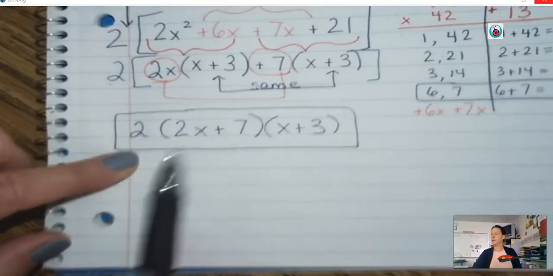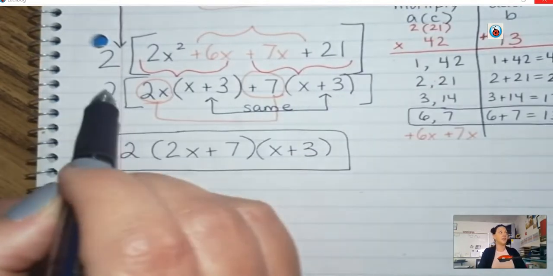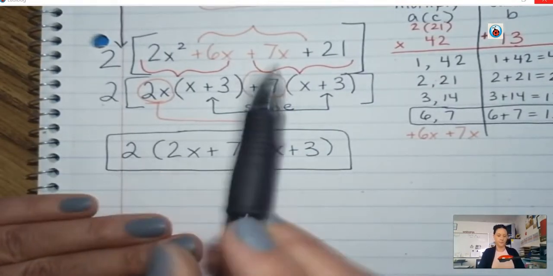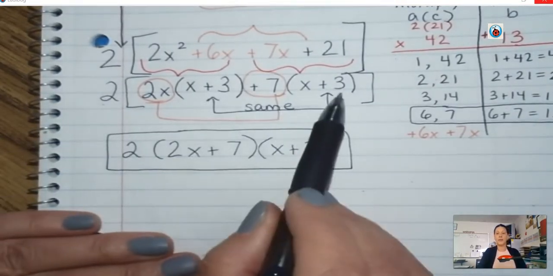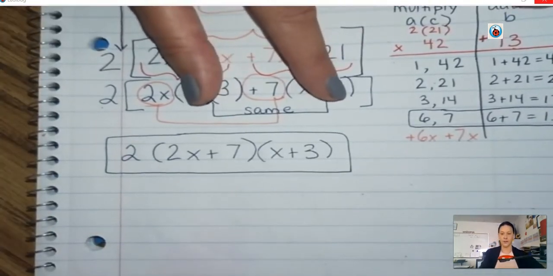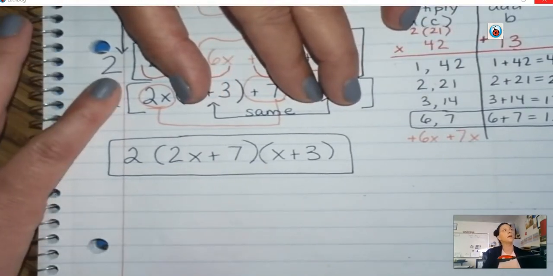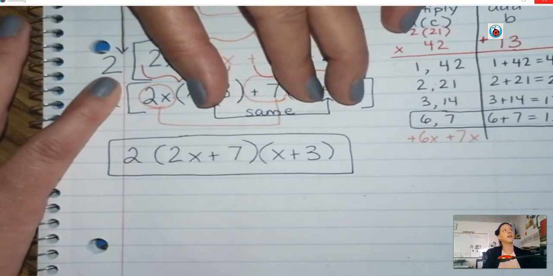This part? So if you look at this, it's 2 times all of this. So automatically bring down your 2. The factor that got repeated is one of the factors. So that x plus 3, that's going to be one of your factors. So we pulled out x plus 3, we pulled out x plus 3, and we pulled out the 2. So whatever's left is the other factor, 2x plus 7.